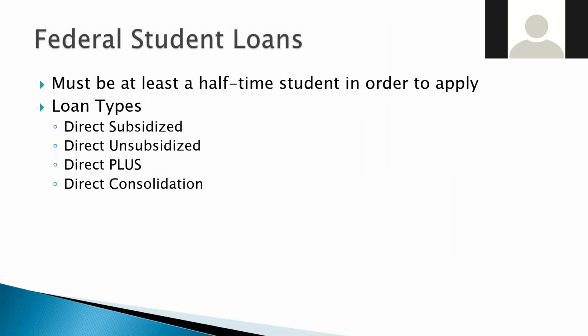So to go a little further into the federal student loans first, the first key thing to understand is that you must be at least a half-time student in order to apply. And then there are 4 different types of federal loans. There are direct subsidized, direct unsubsidized, direct PLUS, and direct consolidation.